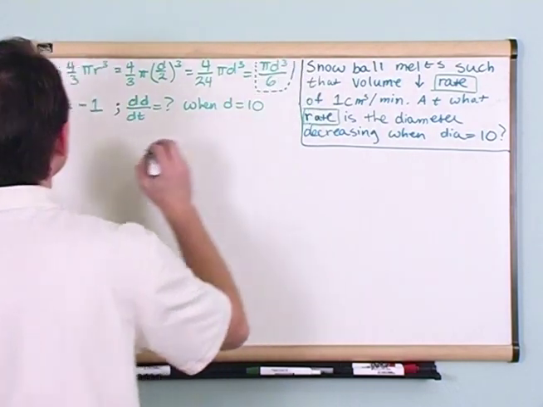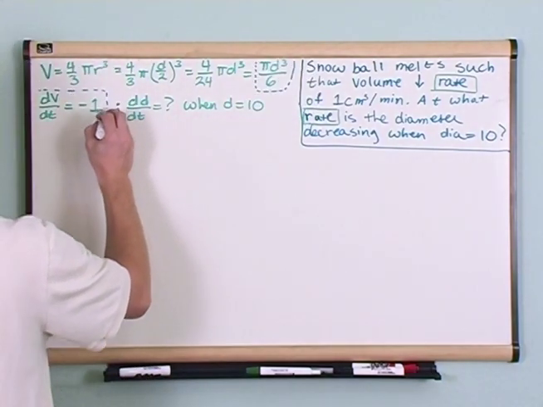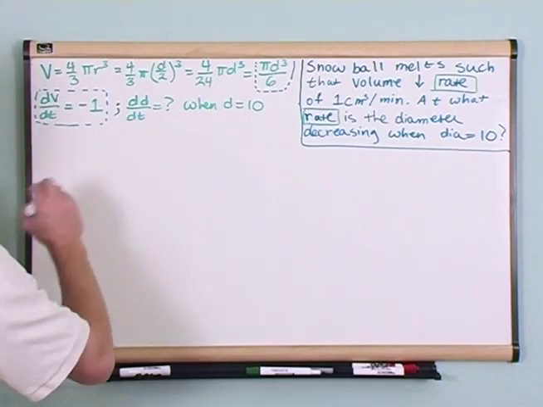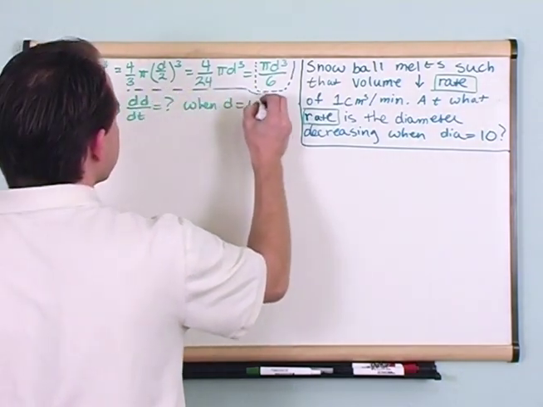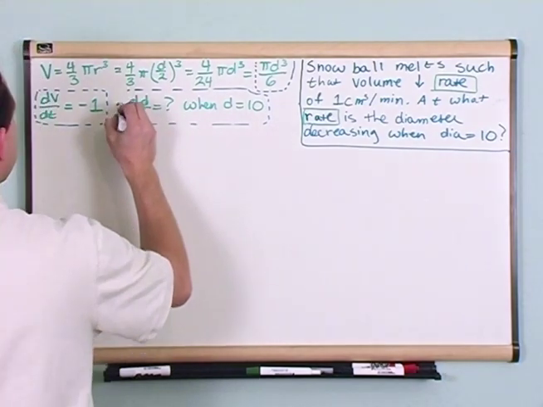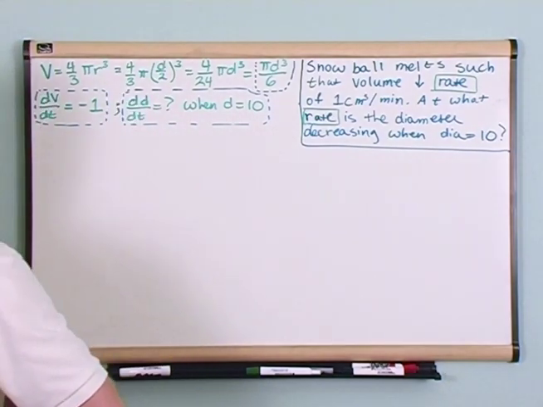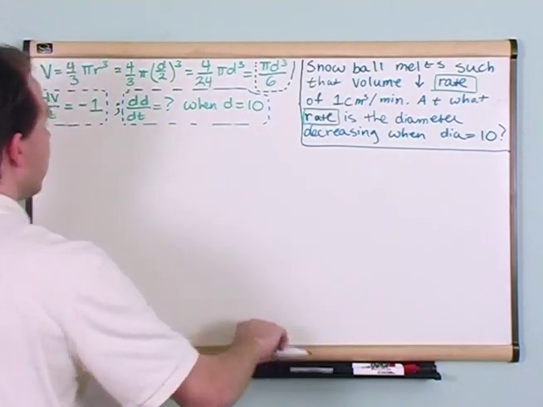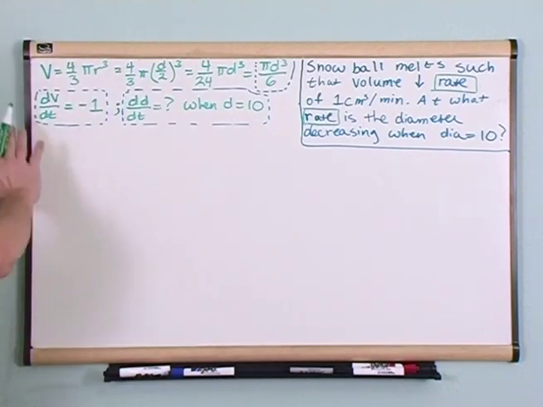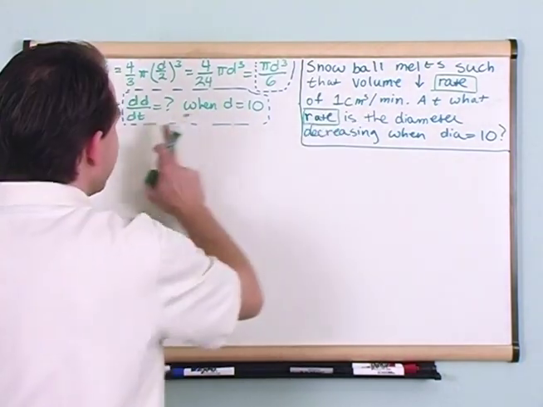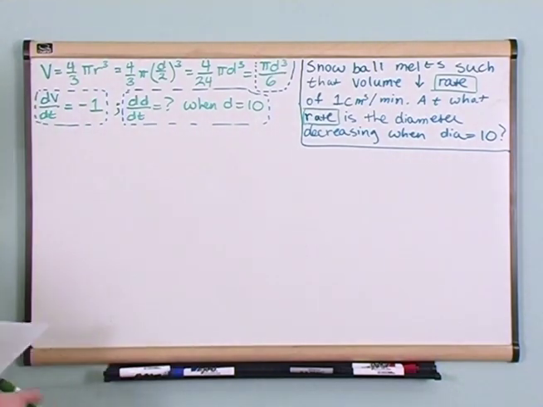Here's the volume of a sphere. Here is the rate of change of the volume. And here is what we're trying to find. This is what I recommend you write for every problem that you solve. Write down what you know, write down any derivatives that you have, and write down the derivative of what they're asking you to find. Okay?